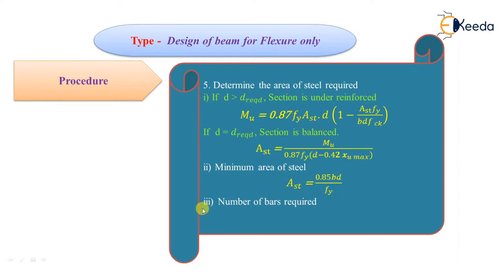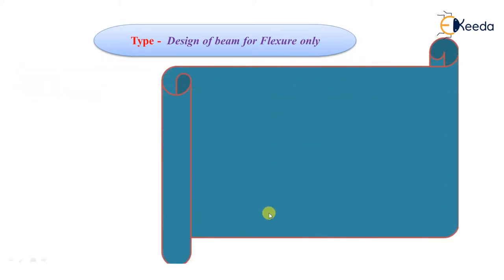And after that, we will assume some diameter of bar and we will calculate the number of bars required. Okay, so this is all the procedure of design of beam for flexure. Okay, and note that if in the problem they did not ask to check for any other, that is, check for deflection, check for shear, etc., there is no need to calculate or to check that section.